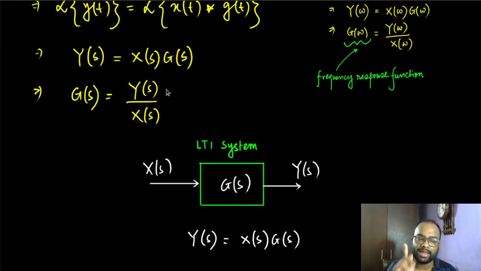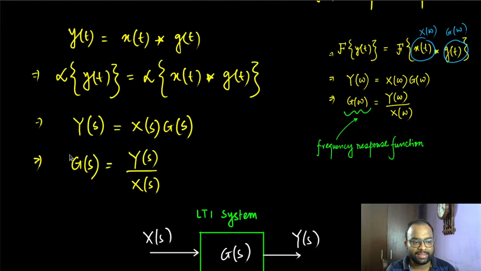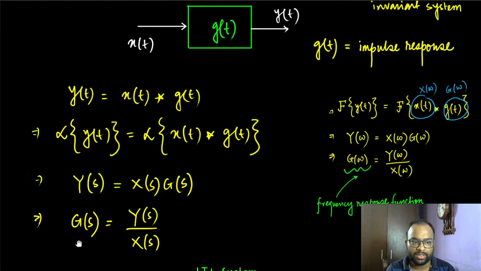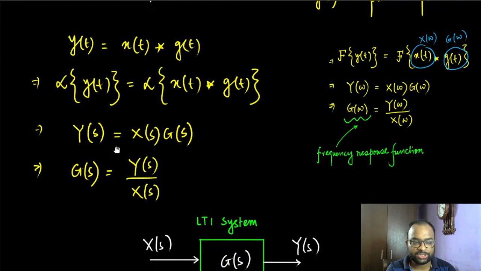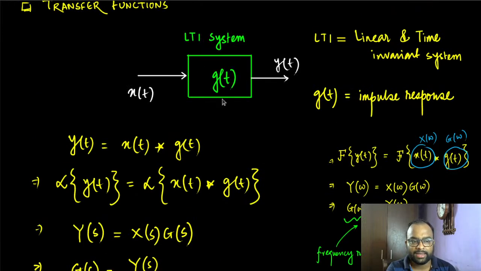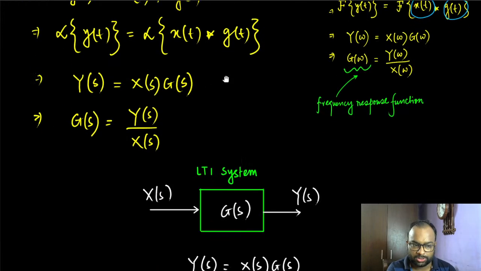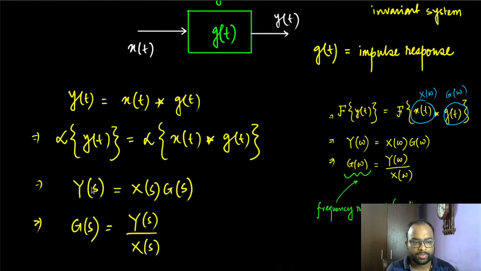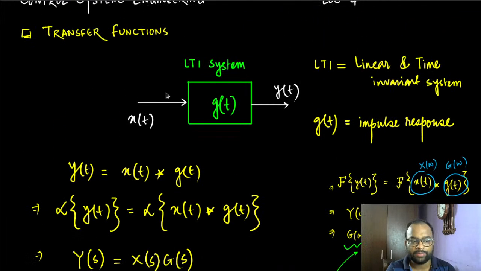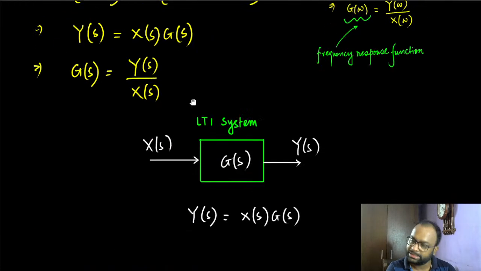Of course, there is another condition which I'm going to mention shortly. But the better definition is that the transfer function of an LTI system is the Laplace transform of the impulse response of the system. That's a very concrete definition. If you say that the transfer function G(s) is the Laplace transform of the impulse response of the system, then it's perfect.